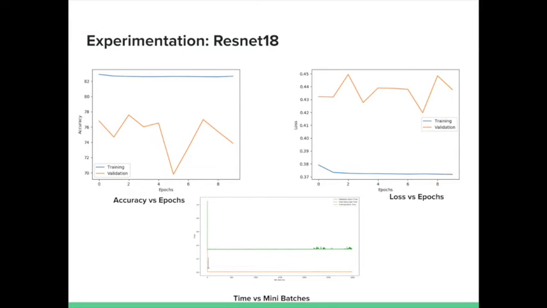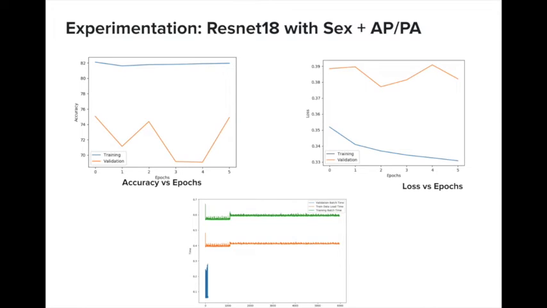The next experiment was for ResNet 18. The reason why ResNet 18 has a better accuracy value than the previous one is because it uses identity shortcut connections. Going further, we also experimented by adding two features, sex and AP/PA, and the following graphs indicate that they show a similar sort of accuracy in time and loss graphs.